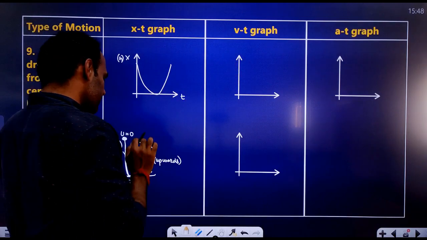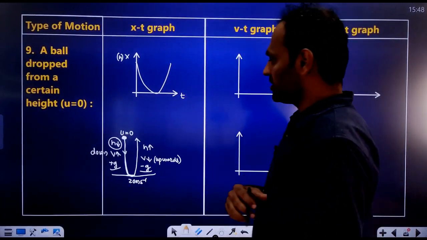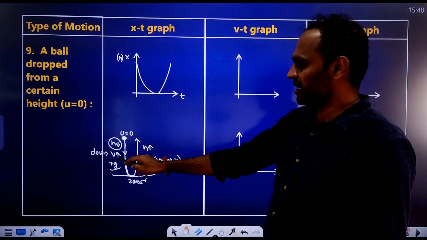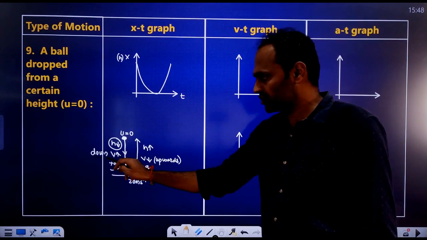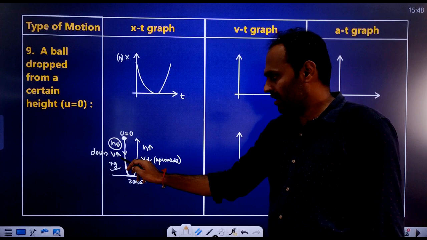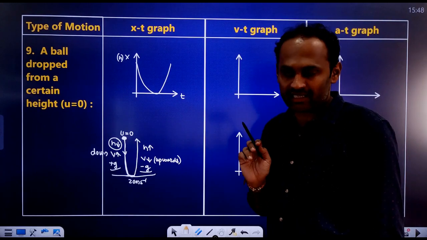Next we will see the vt graph. See the vt graph, what is happening for the velocity here? See, initially it is in the downwards direction. The direction of velocity is downwards. Then the velocity magnitude increases.